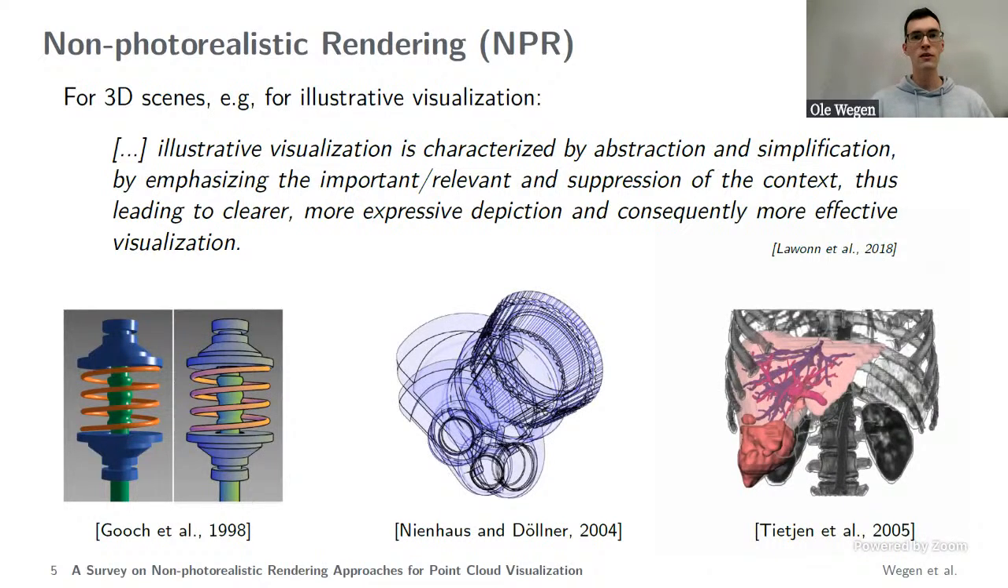Now onto non-photorealistic rendering. This research area emerged from the area of image stylization and image abstraction, and the concepts there were then also applied to 3D scenes. And Lawonn et al. in a recent survey provide a very good characterization of what NPR is about, even though they speak about illustrative visualization, which is not exactly the same, but nevertheless, they say that it is characterized by abstraction and simplification, by emphasizing the important, relevant, and suppression of the context, thus leading to clearer, more expressive depiction and consequently more effective visualization. You can see some examples for illustrative visualization here in the images.